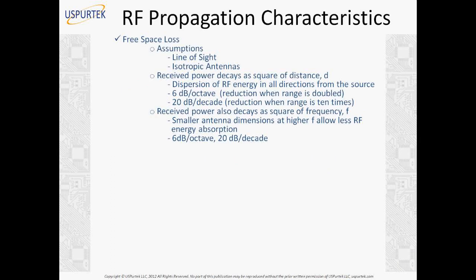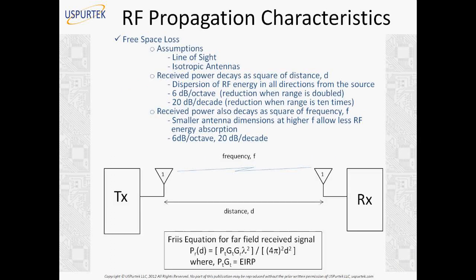Okay, now let's talk in a little more detail about various losses that the RF waves will experience while propagating. So, free space loss. To model the free space loss, we assume that we have transmit and receive antennas in line of sight. We are arriving at a general model first, before we can apply the same model to different situations. So we have a line of sight and isotropic antennas.